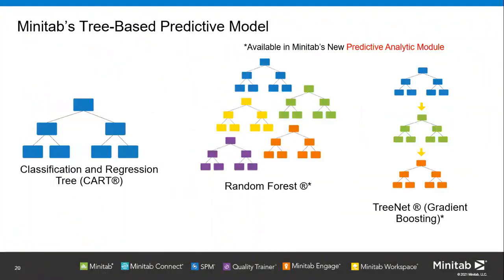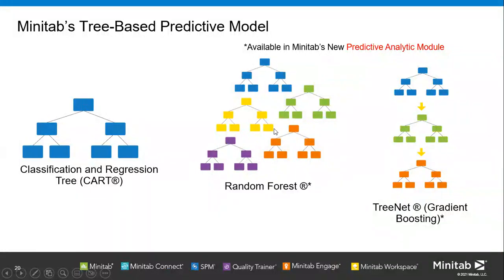So let's look at this one. First we go for CART, a classification and regression tree, and then of course we go for random forest and TreeNet. Based on this view, you can see that CART has only one tree. Just only one.